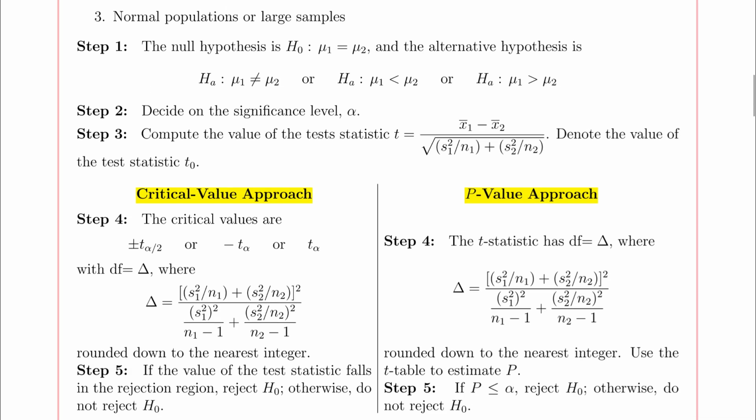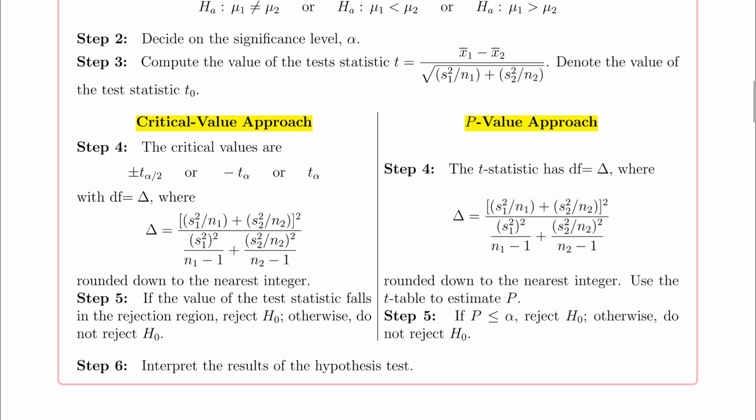You compute the value of the t-statistic, and then you can move into either the critical value approach or the p-value approach. Critical value approach, we come at it initially the same way by looking at that t sub alpha over 2, or negative t sub alpha, or just t sub alpha, depending on what type of test it is. If it's two-tailed, we use the plus minus. Left-tailed, we use the negative. Right-tailed, we use the t sub alpha.